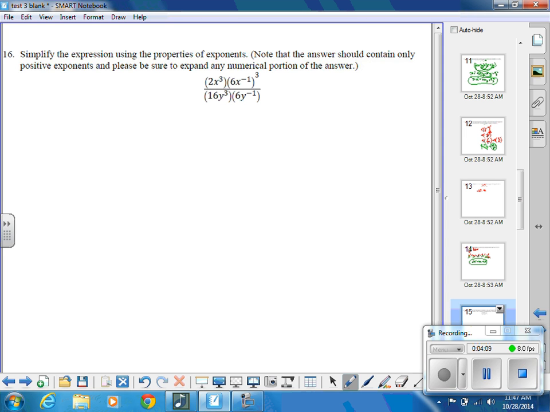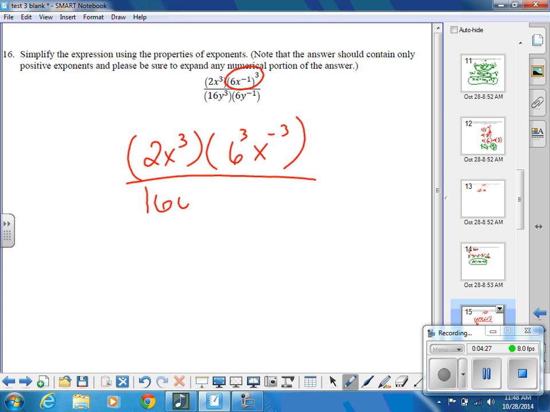Notice this 3 here goes to all that. So if I write this out, this should be 2x cubed times 6 cubed, because remember, everything gets the exponent. Negative 1 times 3 gives me minus 3, okay? All over 16y cubed times 6y to the negative 1, because I don't have any other exponents to use that with.